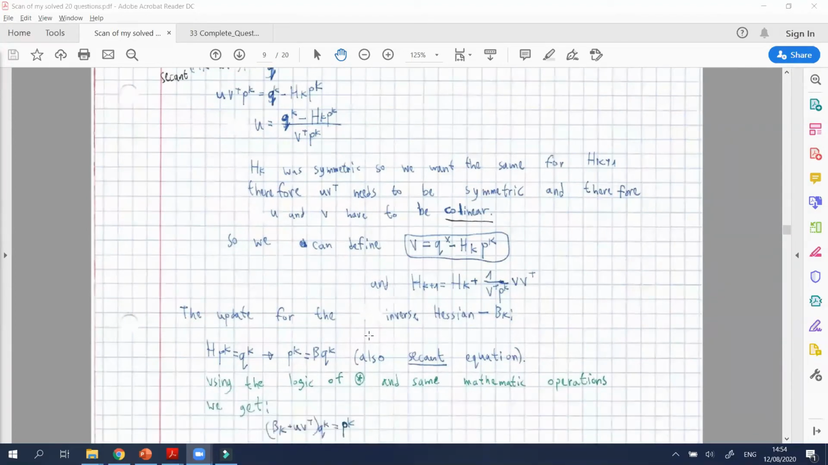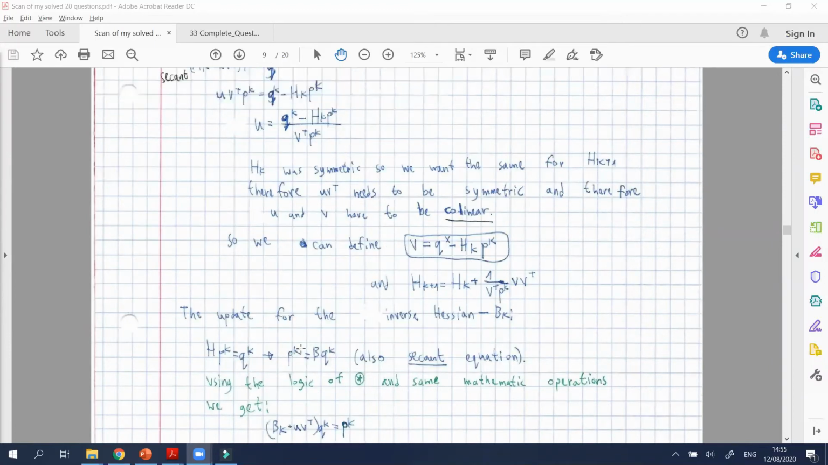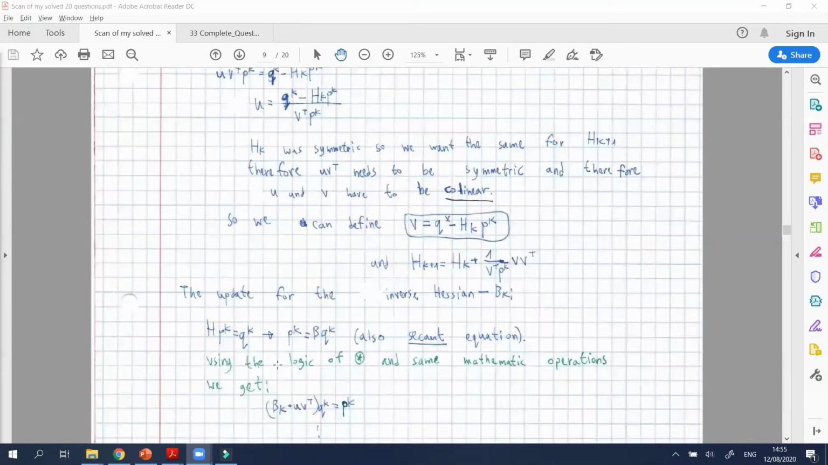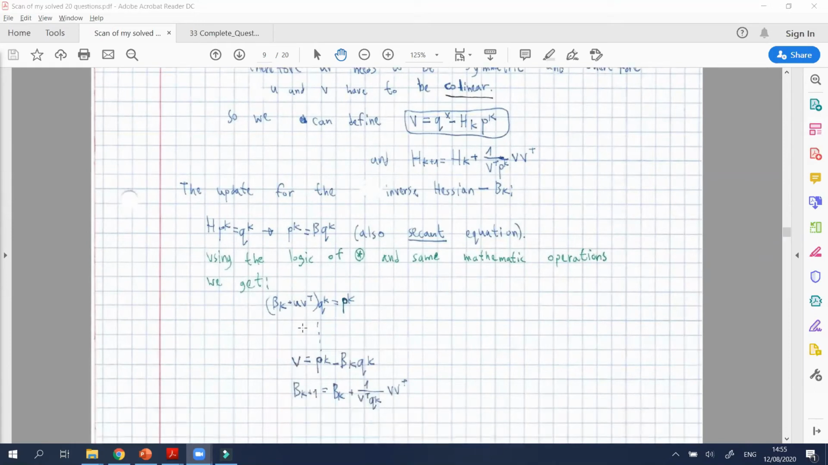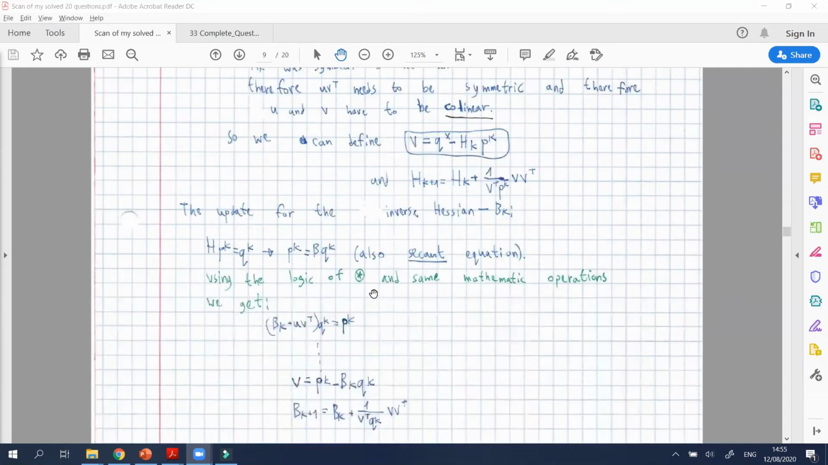Just pay attention to something really important, which I mentioned in the beginning. We have the H PK equals QK secant equation, which is correct, but this is also a secant equation which we can use when B is equal to the inverse of H. And this is actually the mathematical equation which we are looking for, because we need the inverse Hessian, because we need to achieve PK. It's actually equivalent, but just to put things the exact way they're supposed to be and done.